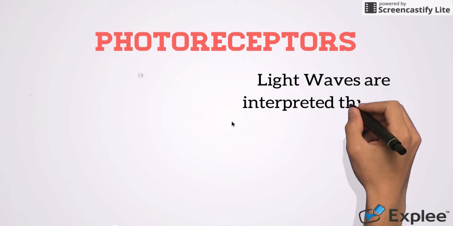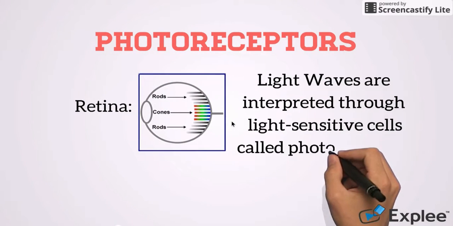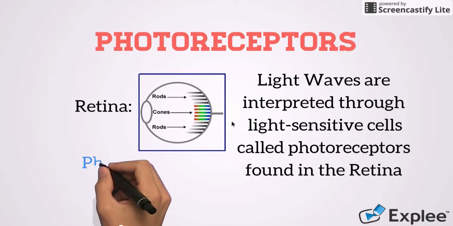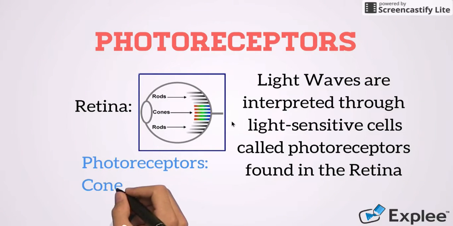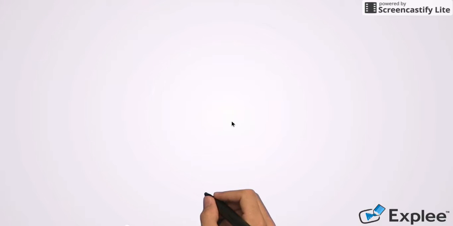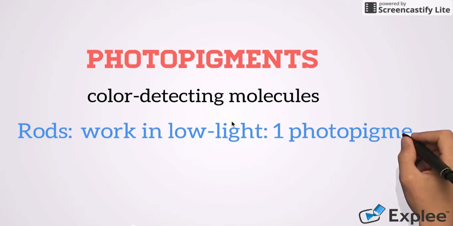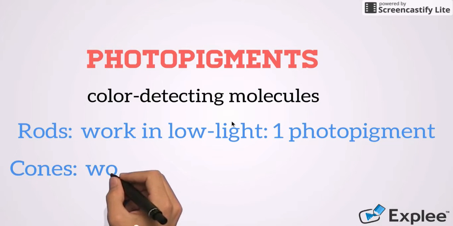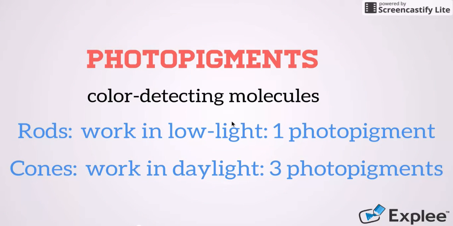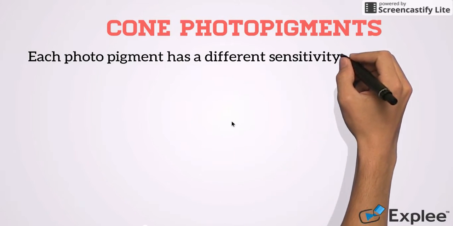Light waves are interpreted through light-sensitive cells called photoreceptors found in the retina of the eye. The two different kinds of photoreceptors are cones and rods. Photopigments are color-detecting molecules. Rods, which work in low light, have one photopigment, and cones, which work in daylight, have three photopigments. Each photopigment has a different sensitivity to light waves.